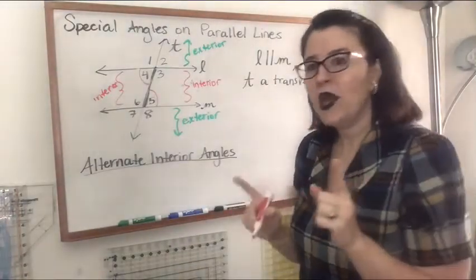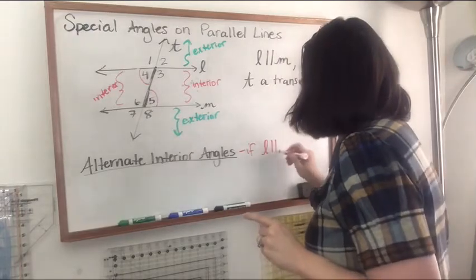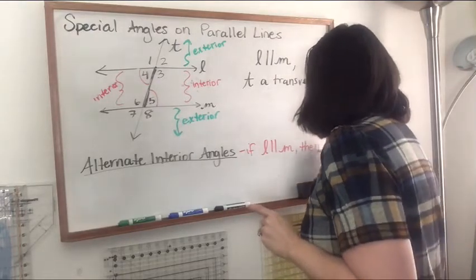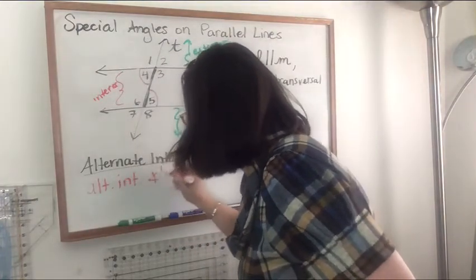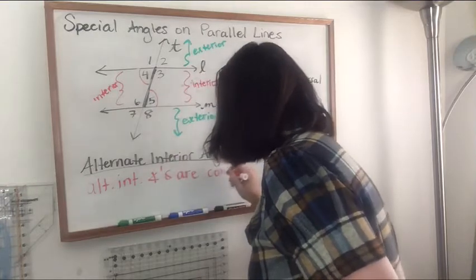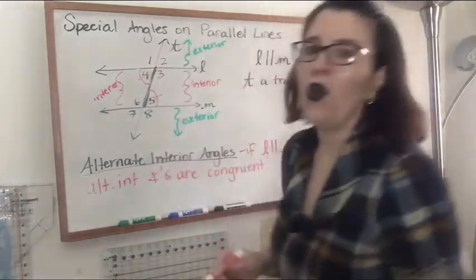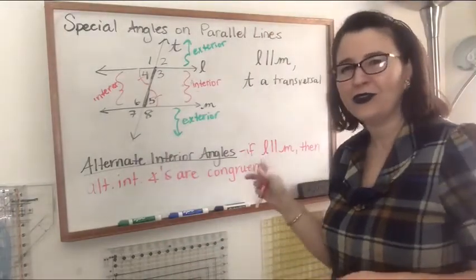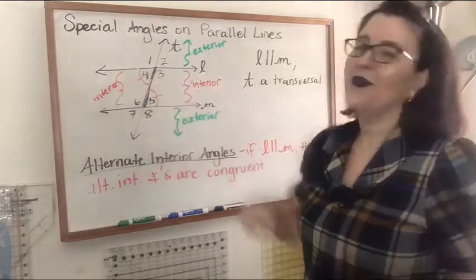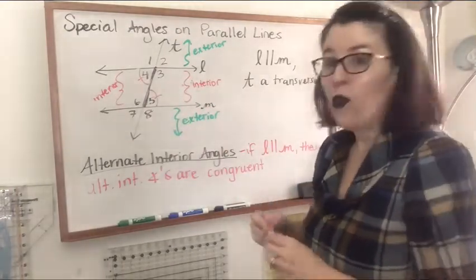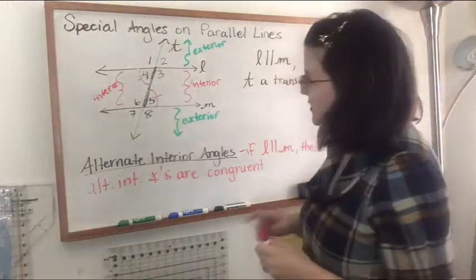Now, if the lines are parallel, then alternate interior angles, and here's the way you shorthand that, are congruent. So what that means is that 4 and 5 are alternate interiors, and because they're alternate interiors, they're equal to each other. So if I know angle 4's measure, I now know angle 5's measure.